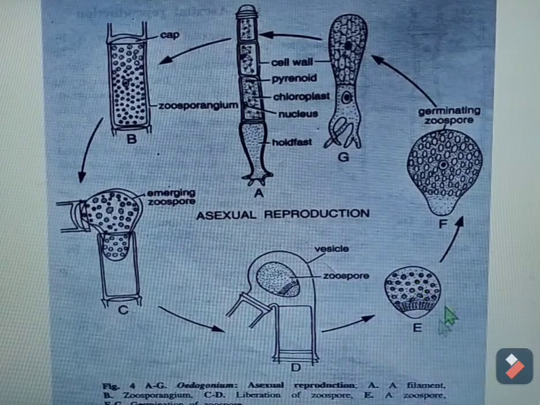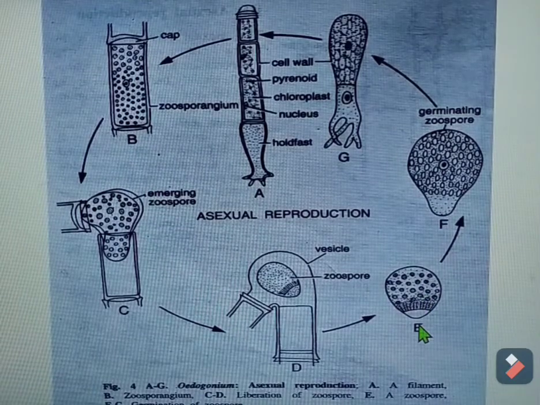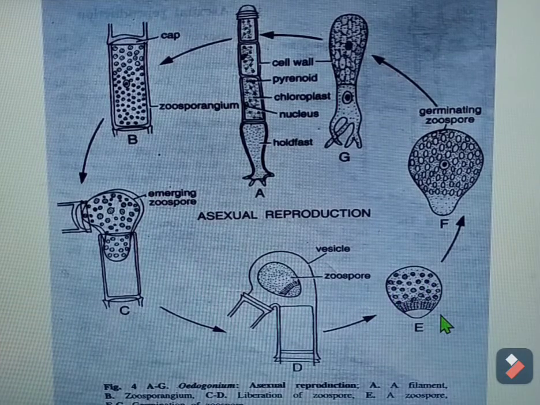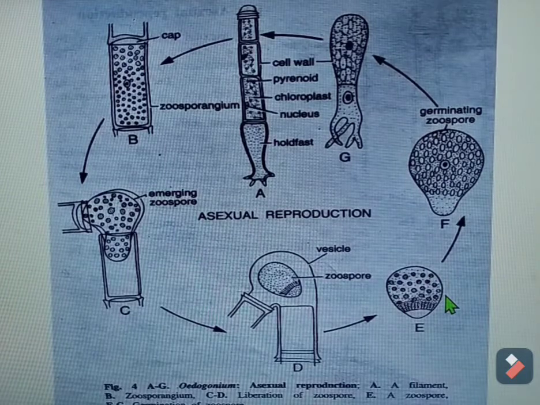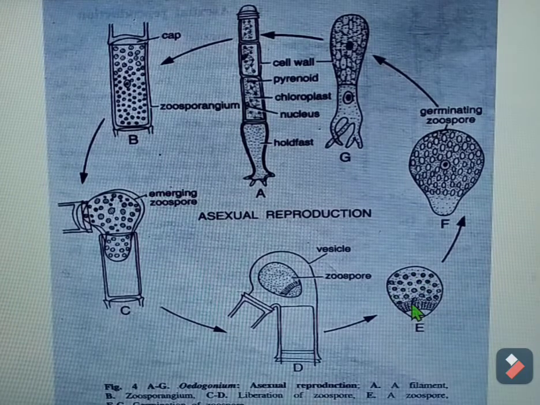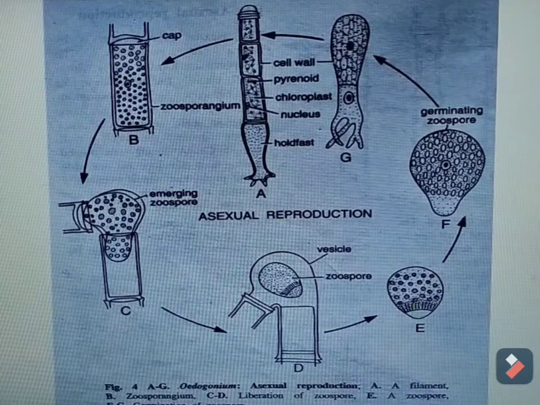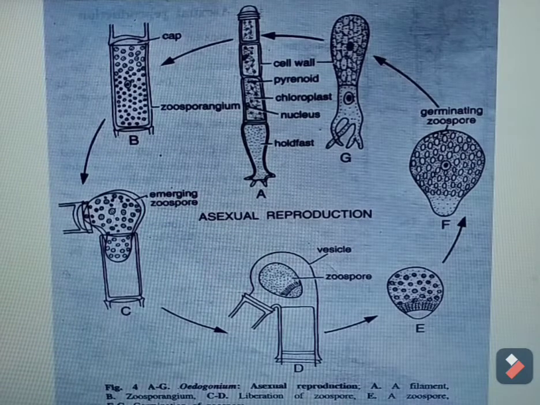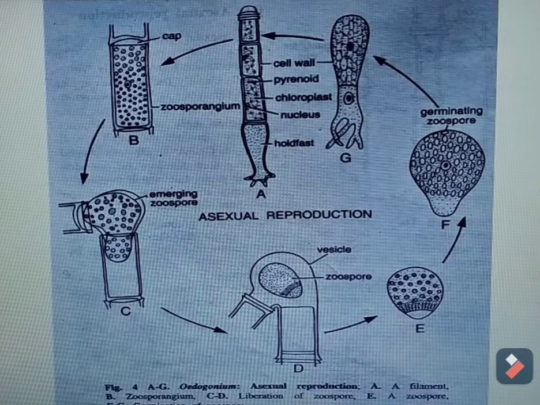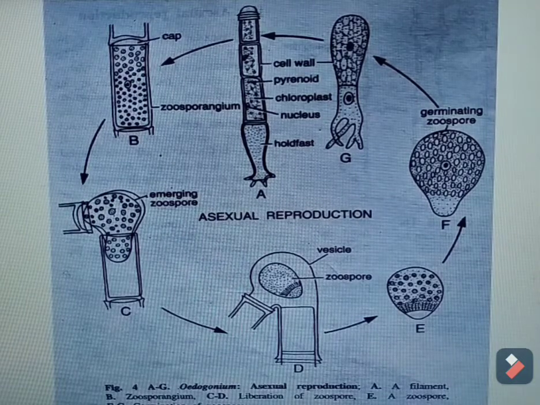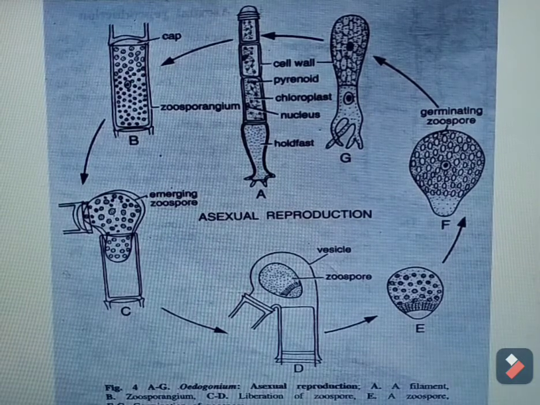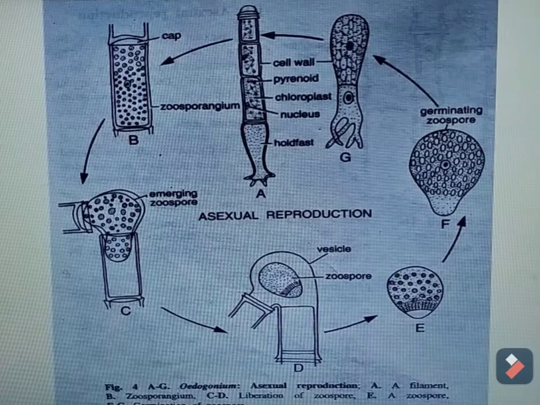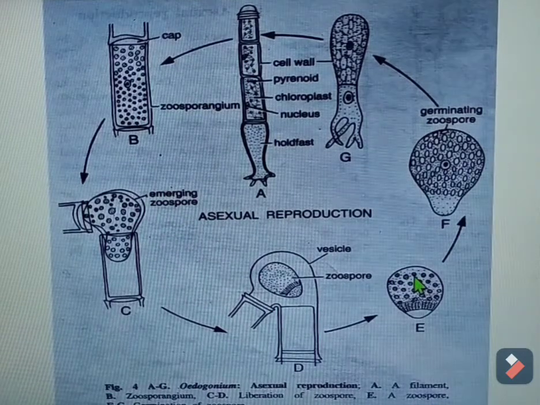Now after liberation, what happens? The zoospore will start to germinate. It will first swim for about an hour, and then it settles on any solid substratum. The substratum can be anything, as I mentioned in previous videos: a dead plant, a rock, a tree, or anything. It will attach through its anterior end to the substratum.